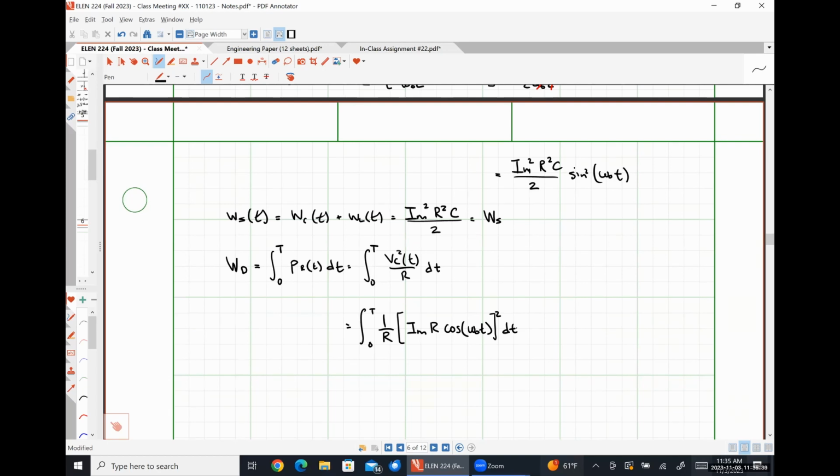Energy dissipated by the resistor in one cycle? So capital WS is our energy stored. Capital WD is our energy dissipated, because our quality factor is a ratio of the stored energy to the dissipated energy multiplied by a factor of 2 pi, which we'll get to in just a moment.